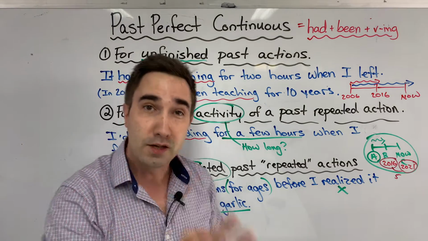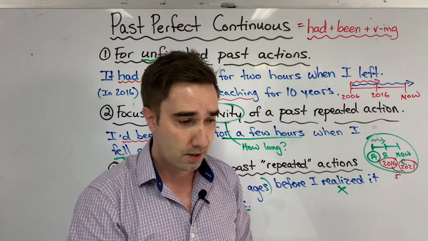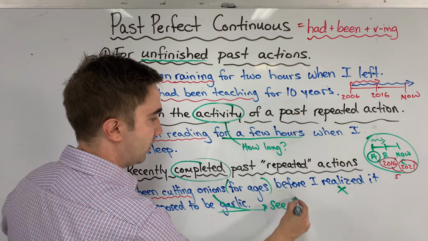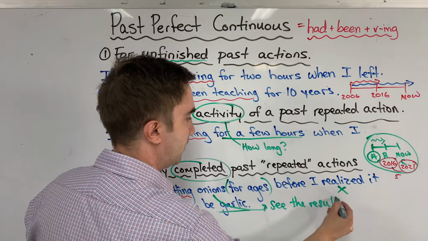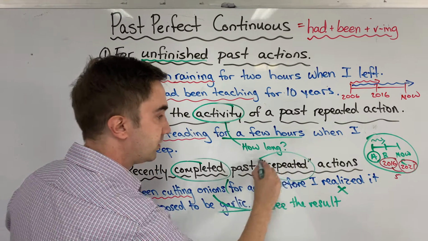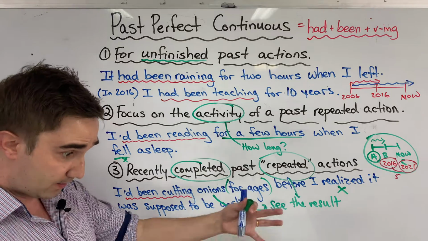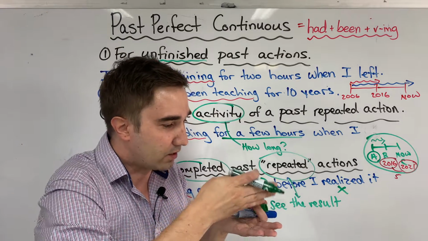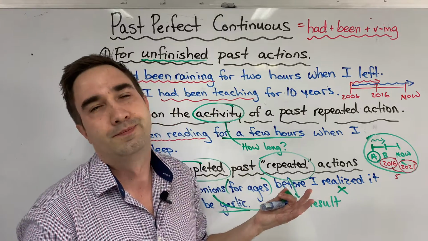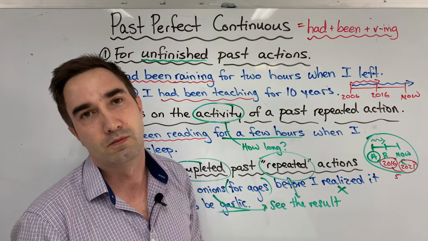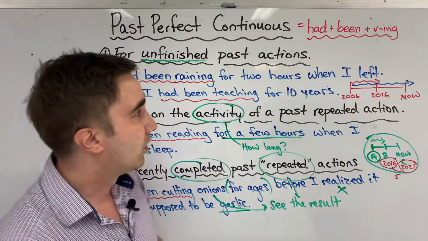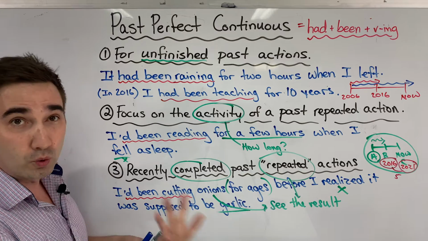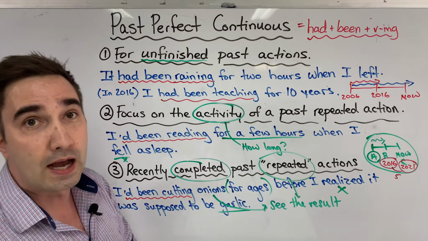So cutting onions, cutting onions. Important, we can see the result of this repeated action. I can see a lot of onions, right? I'd been cutting onions, cutting onions. Oh, it's garlic, not onions, right? So I made a mistake. So all of these are very similar. They just have a different focus or a different reason why we use that.